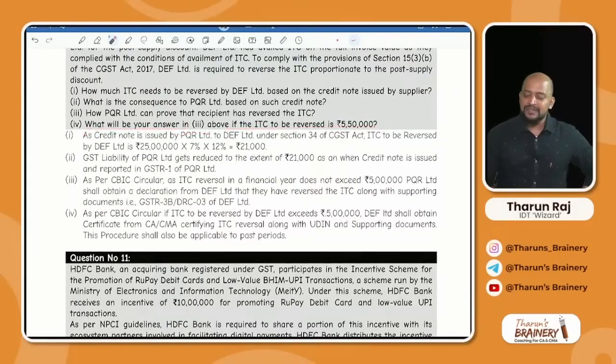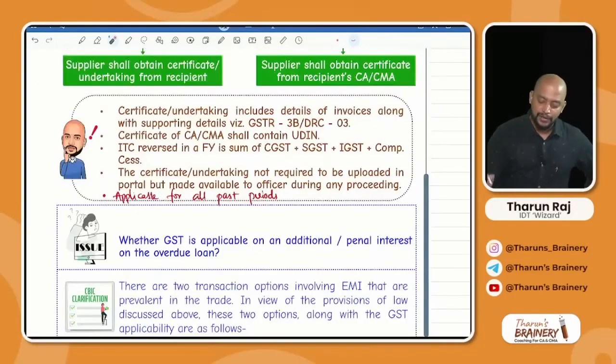Then fourth point, what will be your answer in 3 above if the ITC to be reversed is 5,50,000? If the ITC reversed exceeds 5 lakhs in a financial year, DF Limited shall obtain a certificate from a CA or CMA certifying the ITC reversal along with UDIN and supporting documents. Is it clear? And this procedure is also applicable for the past periods. So that is about this particular amendment.